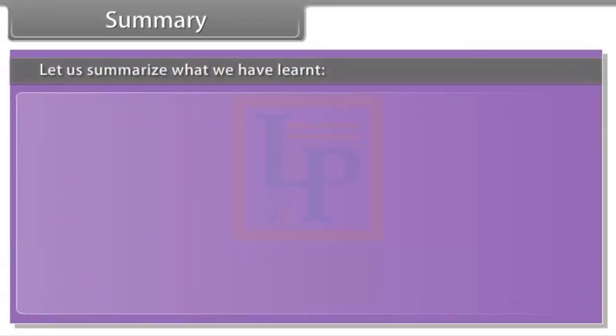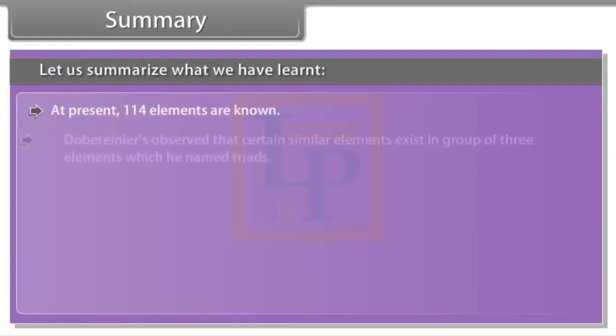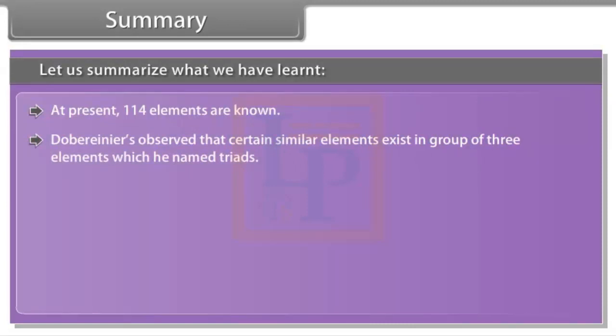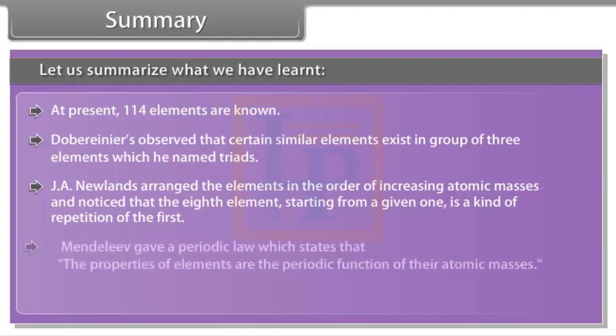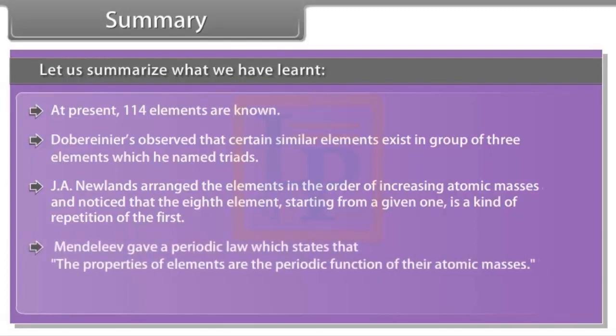Summary. Let us summarize what we have learnt. At present, 114 elements are known. Dobereiner observed that certain similar elements exist in groups of 3 elements, which he named triads. J. A. Newlands arranged the elements in the order of increasing atomic masses and noticed that the 8th element starting from a given one is a kind of repetition of the first. Mendeleev gave a periodic law which states that the properties of elements are a periodic function of their atomic masses.